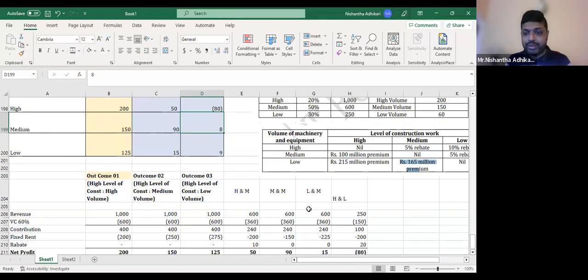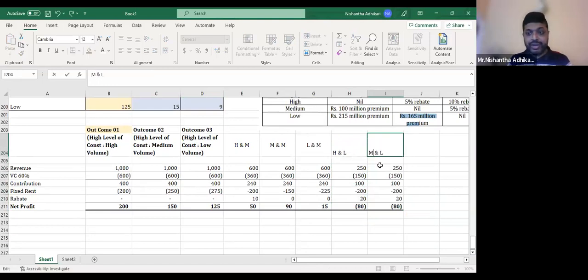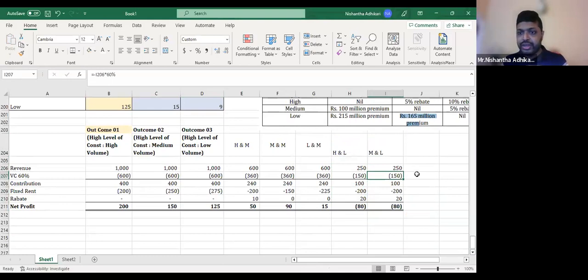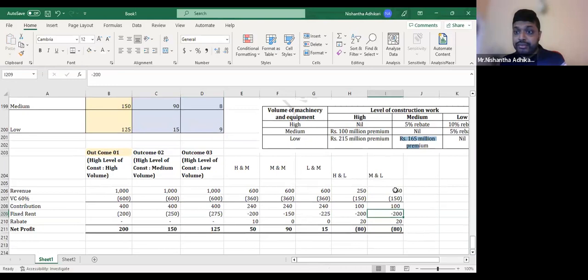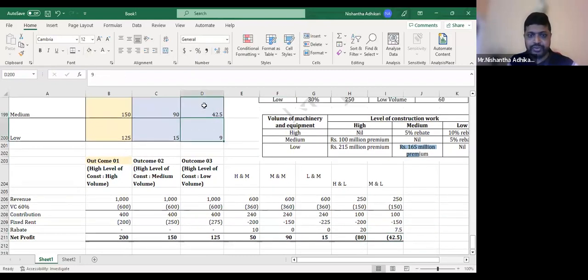Outcome 8, your level of construction is low and the machinery required is medium. Revenue 250, variable cost no change. It is 100 million. Then if you have ordered, you will get a 5% rebate on the machinery value. You will order machinery at 150 million, medium level machinery. 5% rebate, it will be 7.5 million. Then value should be 42.5. It's a loss.